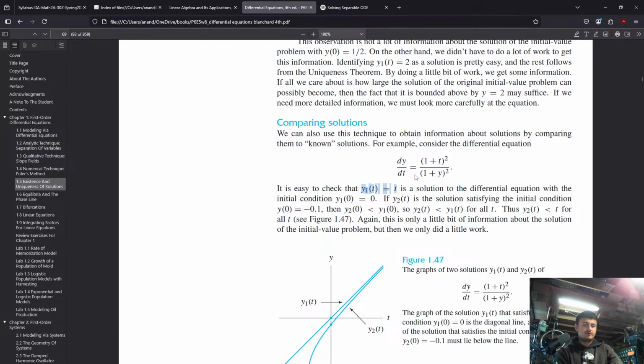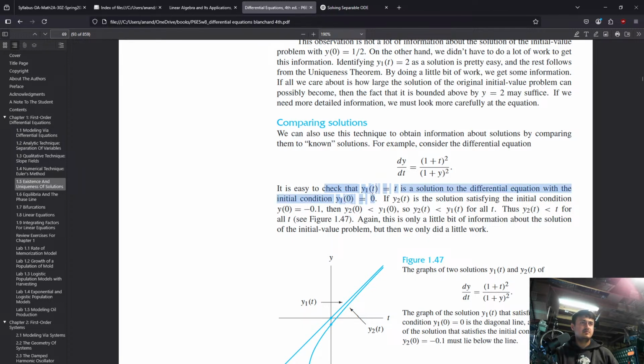Oh yeah, okay. So if we have y1 of t is equal to t, then dy/dt is equal to 1, and we know that y on the right-hand side is t, so we can substitute that. So we have 1 plus t squared over 1 plus t squared, and we can see that that does equal the left-hand side, which is 1. So 1 equals 1. So we're good there. All right, so it's easy to check that that is a solution.